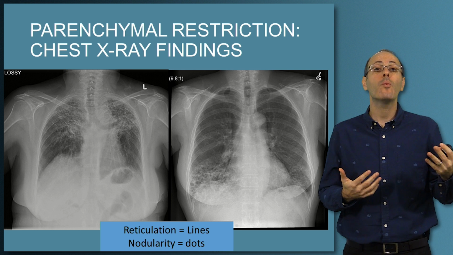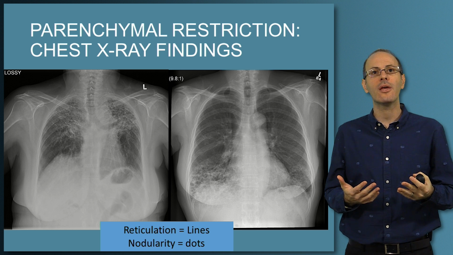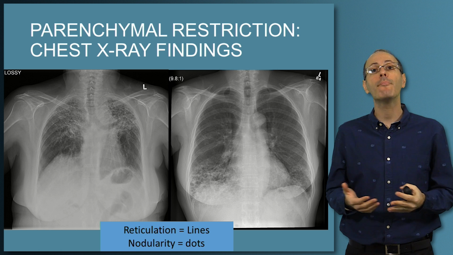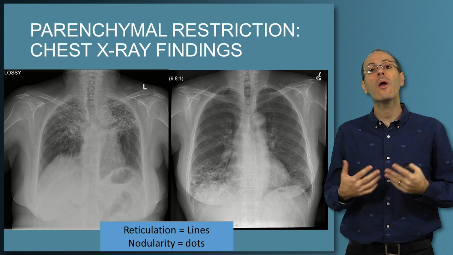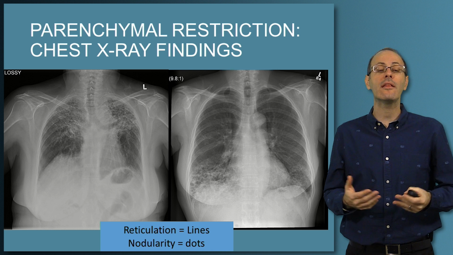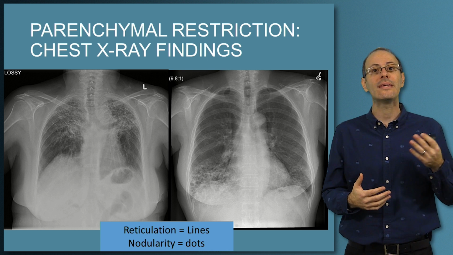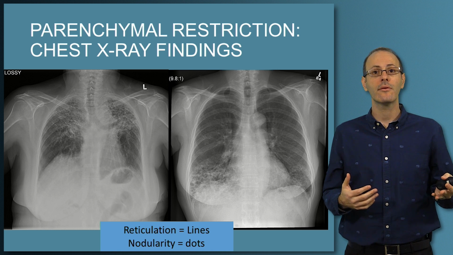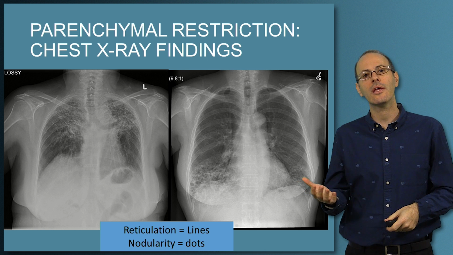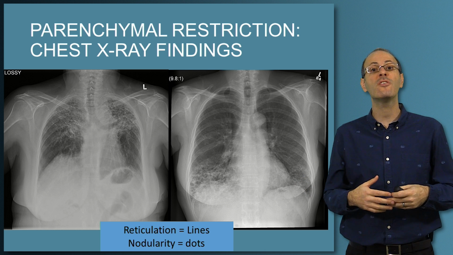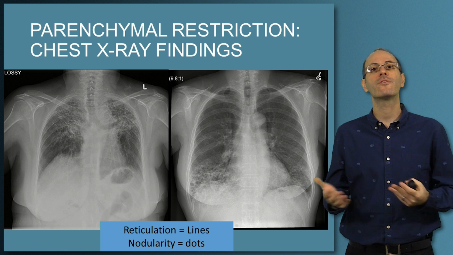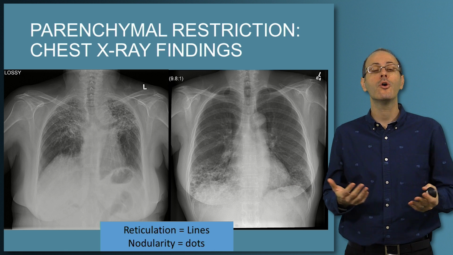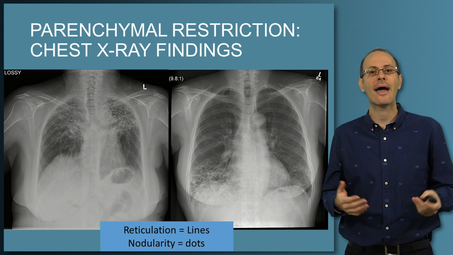And one of the ways that we will help to differentiate these patients is that we see that they have abnormal imaging because their lungs are abnormal. When we look at their chest x-ray, we can see a combination of reticulation or lines and nodularity, that's dots. So some patients may have just reticulation, some may have just nodules, or some might have a combination which we call a reticulonodular pattern.